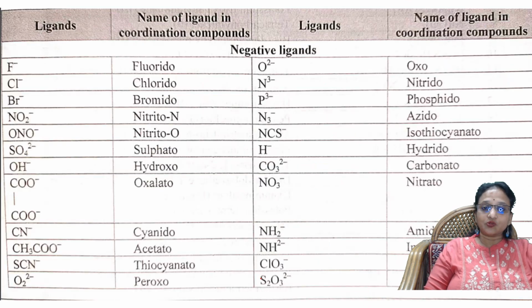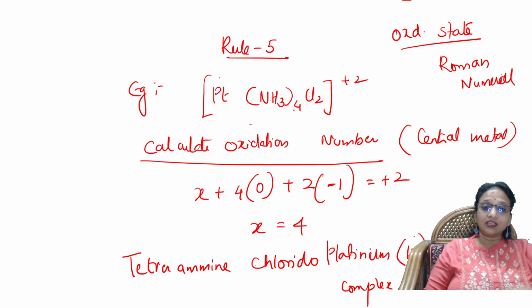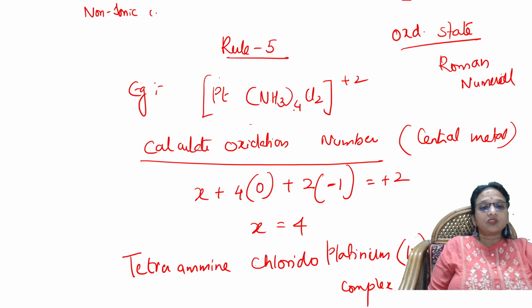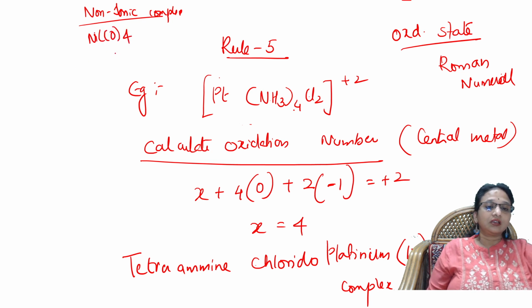All right, so before we start the complex, I have forgotten one thing, let me tell you. Suppose there is a non-ionic complex. Non-ionic means it is a neutral molecule. Then what should you do? For example, nickel tetracarbonyl. This is non-ionic, it is neutral. So the same name is given and write it in one word.